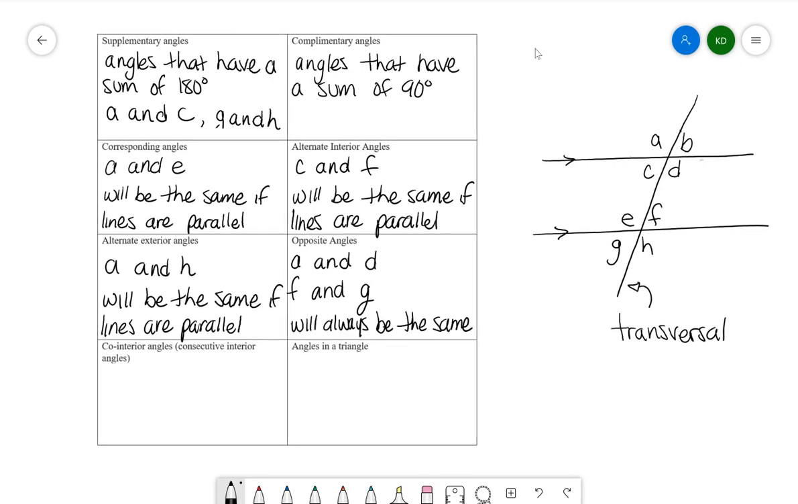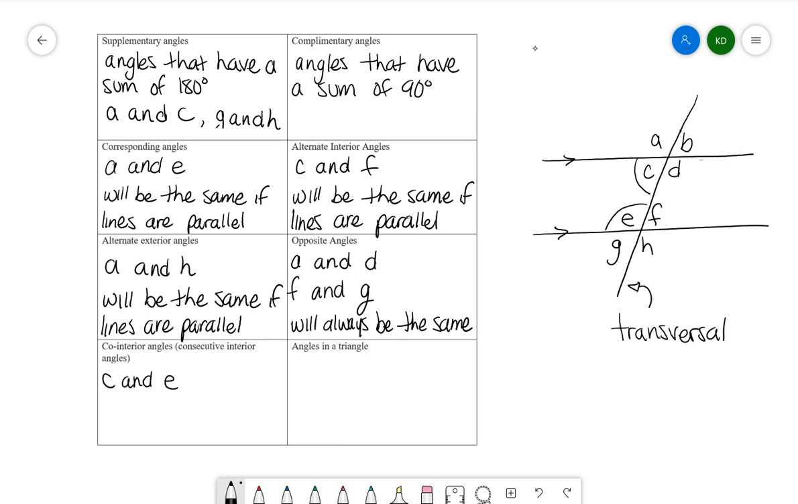Next, we'll talk about co-interior angles. Depending on the textbook that you're talking about, the website you're looking on, co-interior angles might also be known as consecutive interior angles. So once again, we're looking at the interior, but what it means to be co-interior or consecutive means that they're on the same side of the transversal. So an example of this would be C and E.